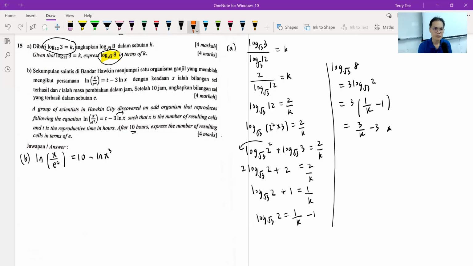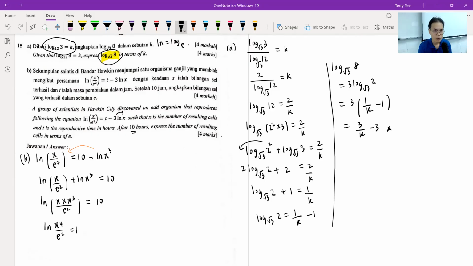So for me, I think it's easier if I just transfer this to the left-hand side. So here I got log, by the way, ln means log base e. ln is log to the base of e, where e is exponential. So there is ln (X over e squared), then you add ln X cubed. The result is 10. So ln and log is the same. We apply the laws of logarithm: when you add the logarithm, you multiply the number inside. So what we have here is ln (X power 4 over e squared) equals 10.